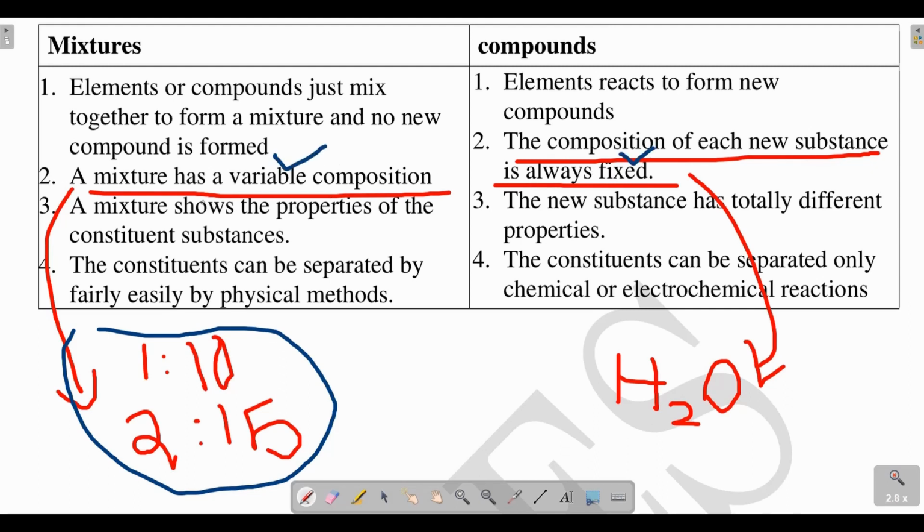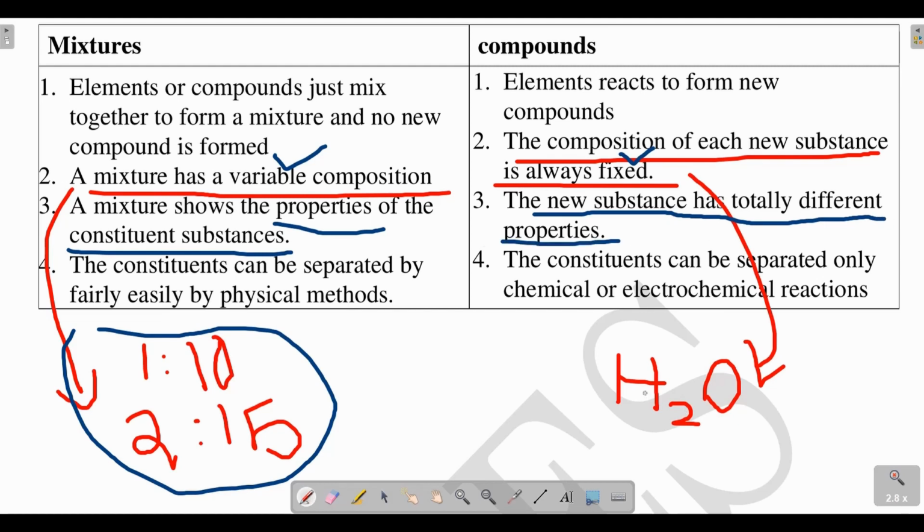Okay. The third one is that a mixture shows the properties of the constituent substances. For example, salt water. In the case of salt water, it will show the properties of water because it seems like water, a transparent liquid, and also it is salty in taste. That means the properties of a mixture will be the properties of the constituent substances, the substances which are combined to form this mixture. While in the case of a new substance, that means a compound, it has totally different properties.